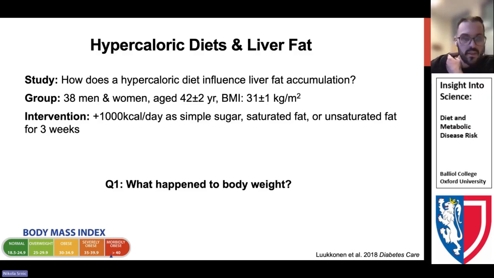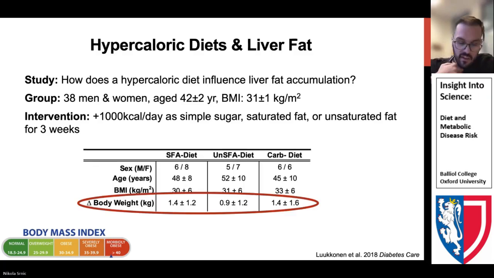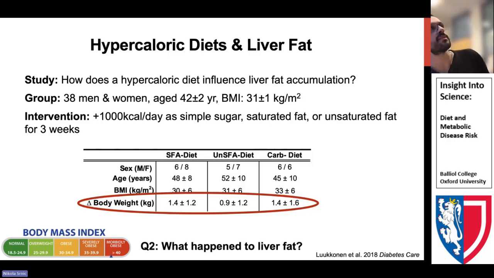Exactly. So you guys are getting it. If people consume extra calories, body weight goes up, as you can see in the bottom row of that table. And interestingly, body weight went up by a similar amount in all three groups. So people are consuming 1,000 extra calories a day. After 3 weeks, body weight increased. What happened to liver fat? Again, did it go up, down, or not change?